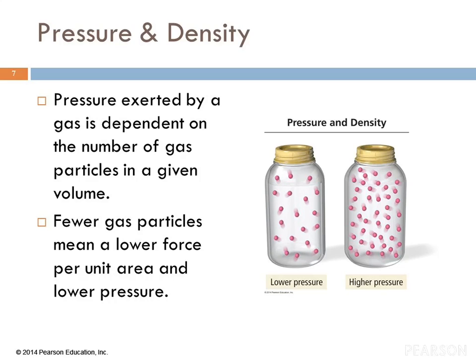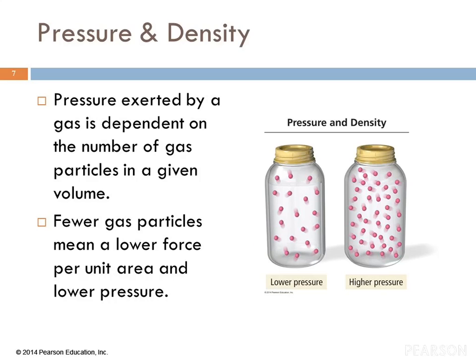Pressure is the force divided by the area. The area of these two jars is the same. Each of these particles is going to hit with the same force, but in this jar there's going to be fewer collisions than in this jar. And so the overall force will be less and the pressure will be less.